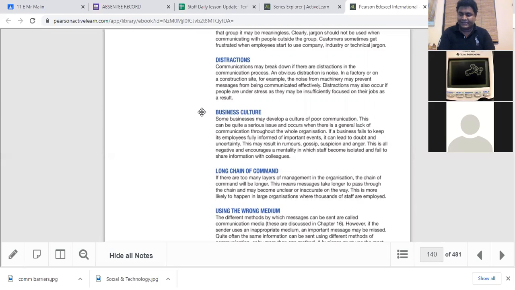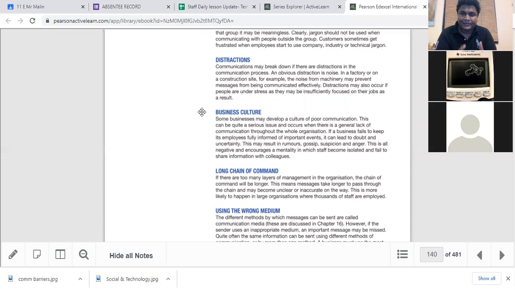The other one is business culture. Business culture is another problem. Some businesses may develop a culture of poor communication. This can cause quite serious issues where there's a general lack of communication, and communication throughout the whole organization can be a problem. Sometimes culture doesn't allow you to communicate. Some businesses fail to keep the employees fully informed of important events.